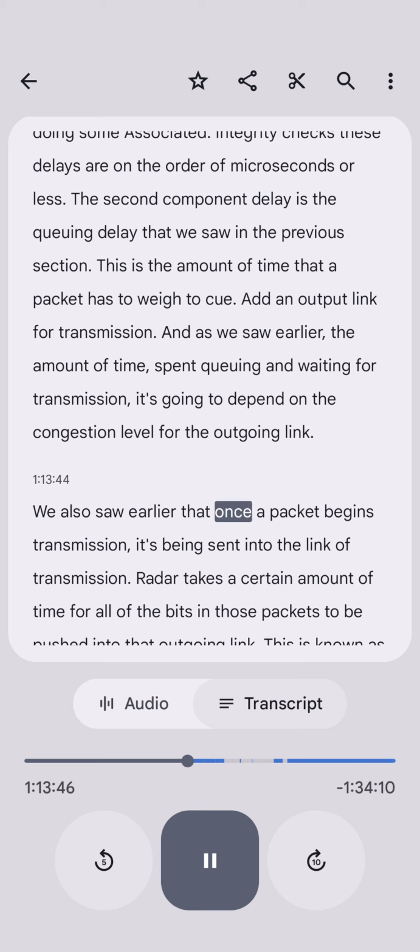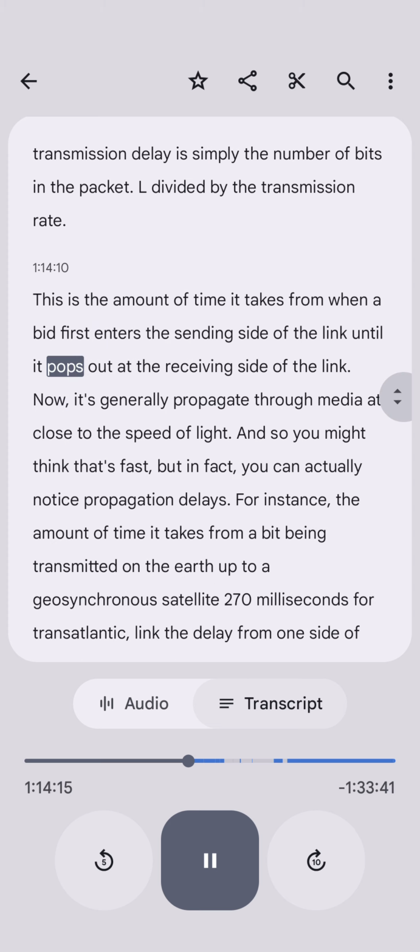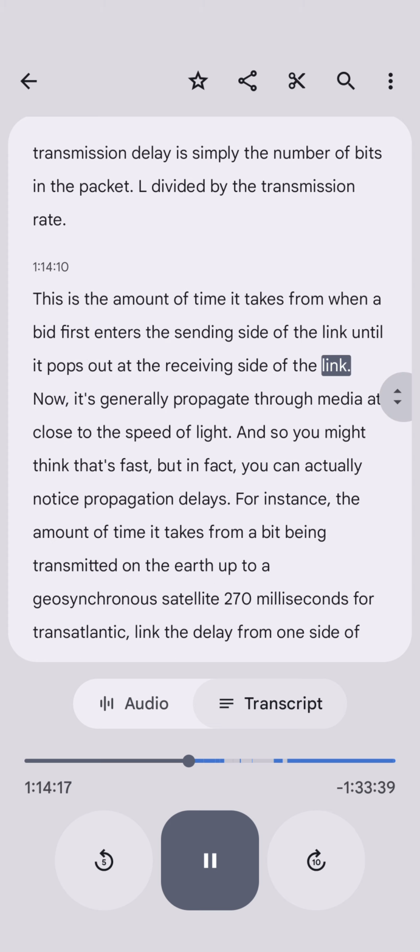We also saw earlier that once a packet begins transmission, it's being sent into the link at transmission rate R, and it takes a certain amount of time for all of the bits in that packet to be pushed into the outgoing link. This is known as the transmission delay, and as we saw earlier, transmission delay is simply the number of bits in the packet L divided by the transmission rate R. And finally, there's propagation delay. This is the amount of time it takes from when a bit first enters the sending side of the link until it pops out at the receiving side of the link.